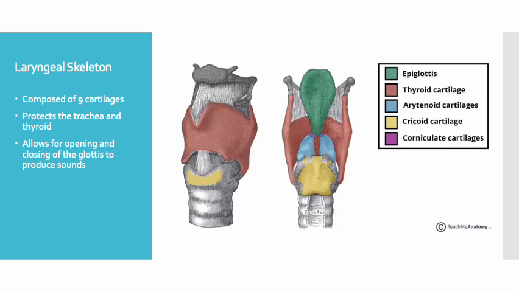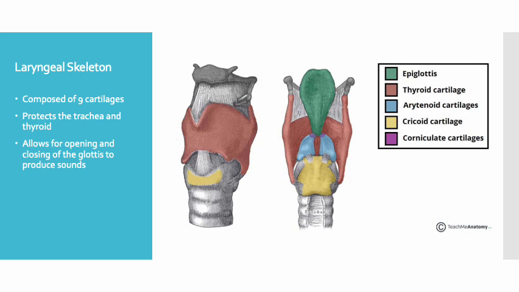The last little piece of the axial skeleton is going to be the laryngeal skeleton. Laryngeal refers to the larynx area or our voice box. So the laryngeal skeleton is composed of 9 cartilages and it protects the thyroid and the trachea, so our throat. It allows for the opening and closing of the glottis, and this is how we produce sound.